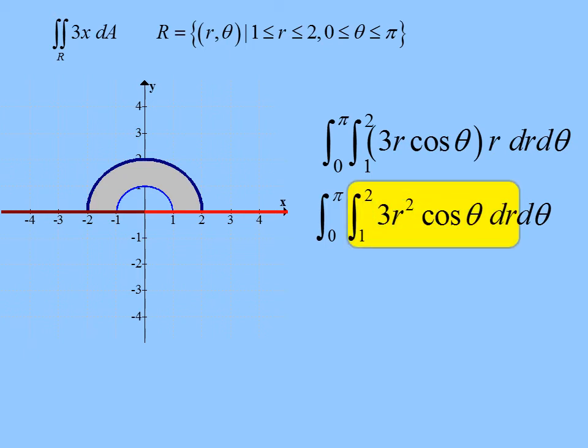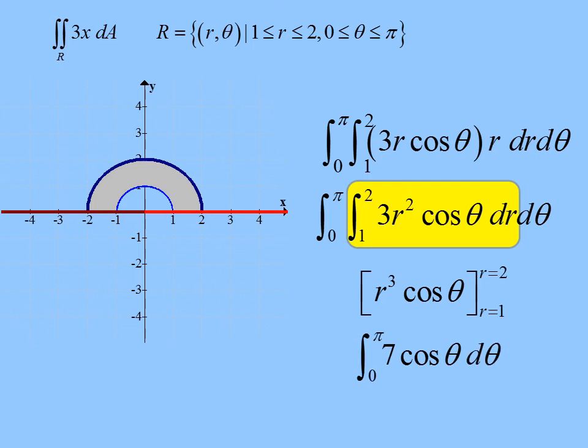So we're doing the integral with respect to r. Now that means we'll leave the cosine theta alone and do the power rule on 3r squared, which would be 3r cubed divided by 3, or just r cubed. Then we'll substitute the 2 and the 1 and subtract. Then we need to integrate that with respect to theta from 0 to pi. Now again, I'll go through that quickly because that's not the intent of this particular lesson.